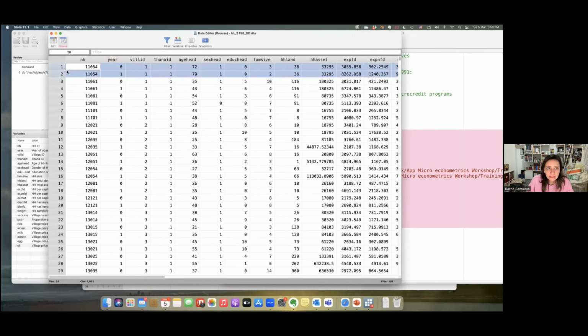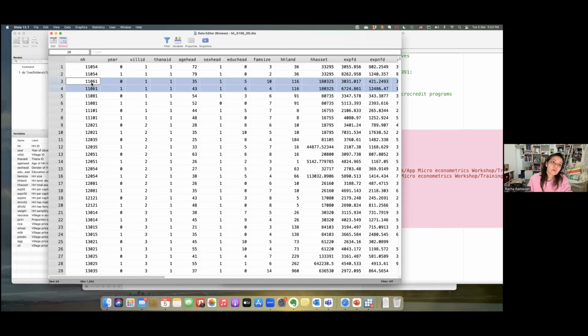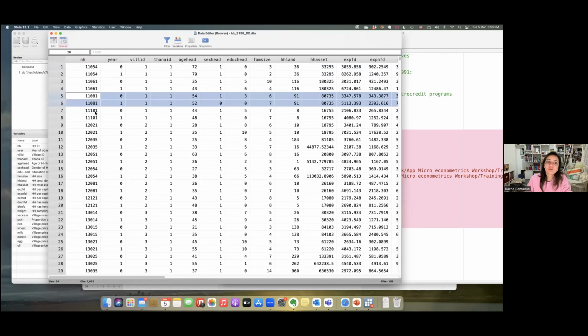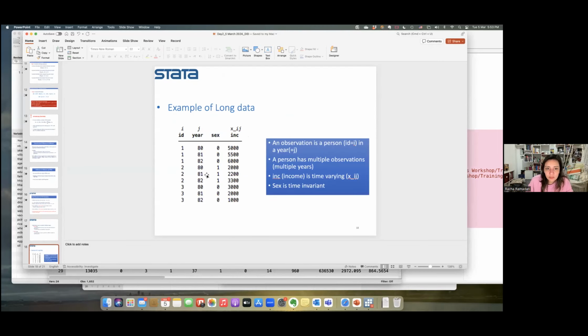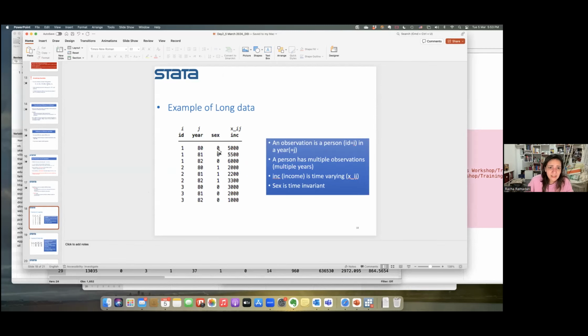So you see that for the long data, the household 11054 has 2 lines. For the household 11061, we have 2 lines, and the same for all the other observations. Okay, so this is long data. We can transform this data from long to wide. Here is how it looks in long form. The variables that are not supposed to change over time should be constant across the 2 years, and for the variables that can change over time, you can see the value changing. So this is the long data.